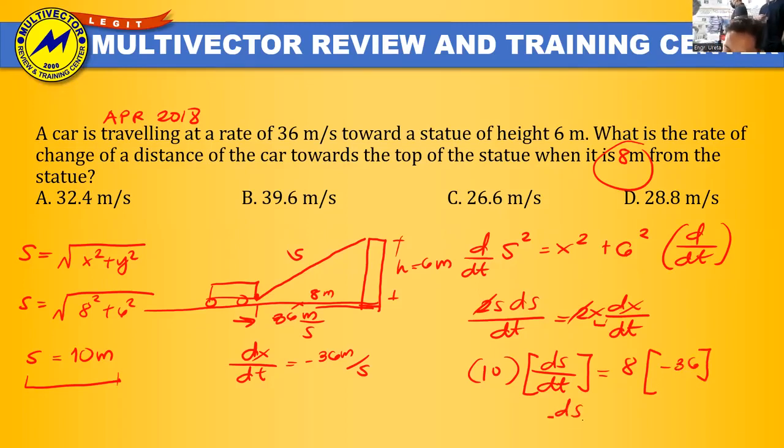Okay, so ds all over dt, therefore, yun yung hinahanap sa problem, no? Rate of change nung top nung aking statue from the car. Okay, so 8 times negative 36 divided by 10. Lumabas sa akin is negative 28.8 meter per second. Okay, so tamang sagot letter D. Pag negative, ibig sabihin lang yan, sir, decreasing, no?